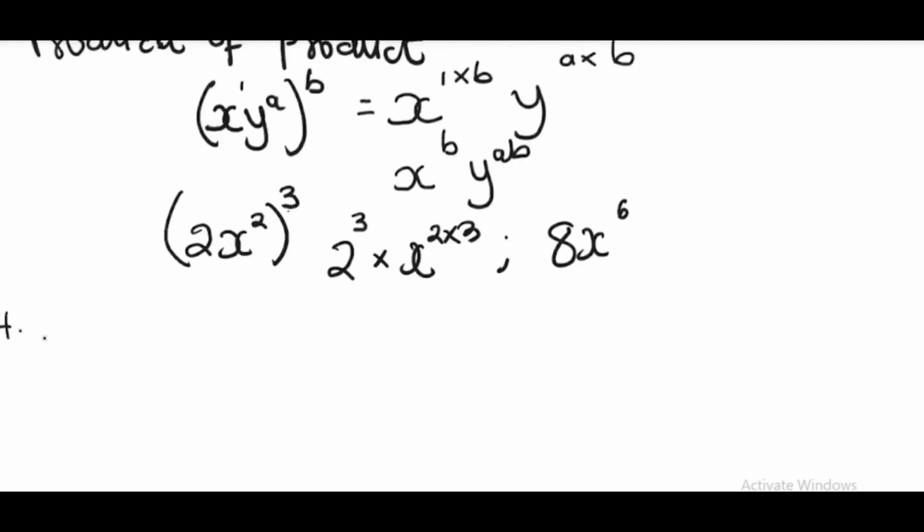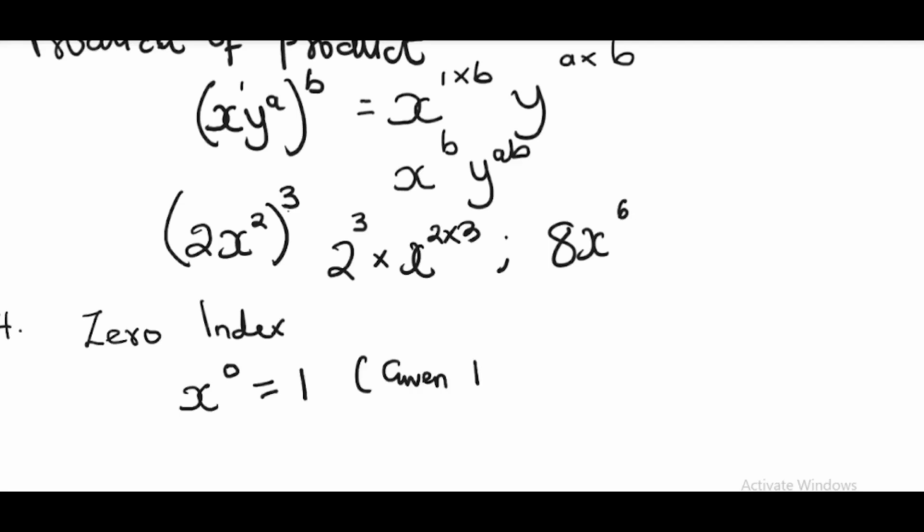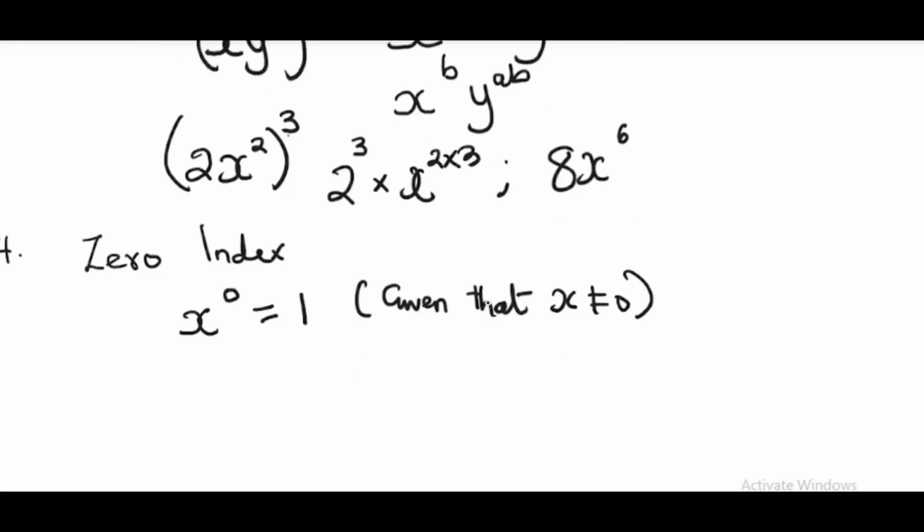and that is the law of zero index. Zero index. Now, this law of zero index is saying that if x is raised to the power of 0, it will give you 1, given that x is not equal to 0. All right. So it is from this law that we establish that anything raised to the power of 0 that is not 0 will give you 1.